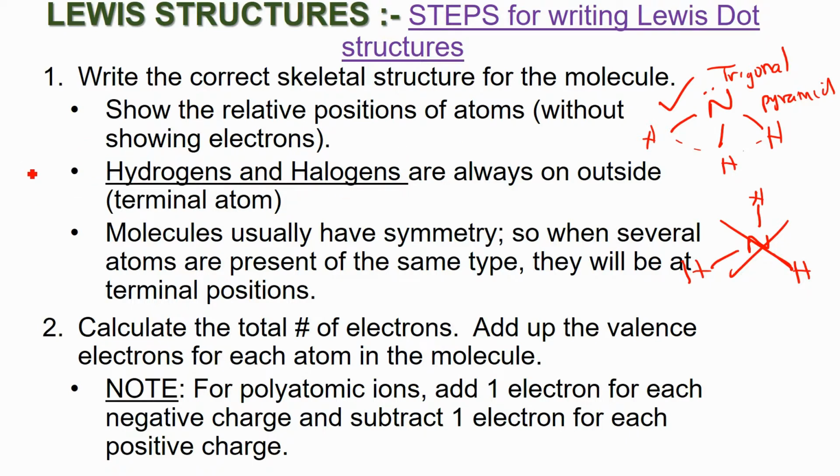Now, if you have hydrogens and halogens, always put them outside the structure. Like in ammonia, you see the hydrogens are put outside. And usually molecules tend to be symmetrical. You want to get some symmetry, and that's why nitrogen is drawn in the middle and hydrogens are outside. And then you have to calculate the total number of electrons.